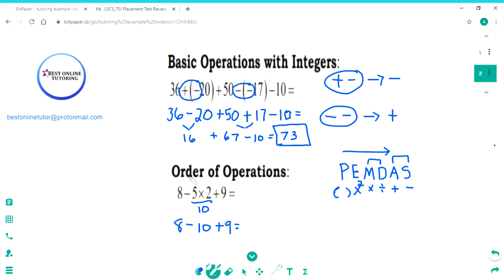Next we have no division, addition and subtraction from left to right. So 8 minus 10 is negative 2 plus 9. If you want to switch it around so that you can make sure you don't make any mistakes, 9 minus 2 is 7. Okay, so that's a quick, simple problem using order of operations.